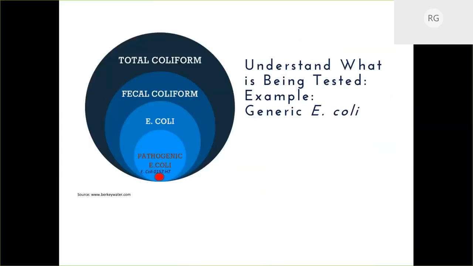So let's use generic E. coli as an example. Remember, generic E. coli is an indicator bacteria. It might not pose a threat to your health. It just gives us an idea if there could be other bacteria in your water that might be a problem. But to know how much E. coli or any contaminant could be a problem, you have to have a standard to compare it to.